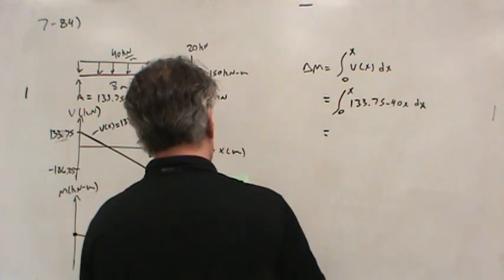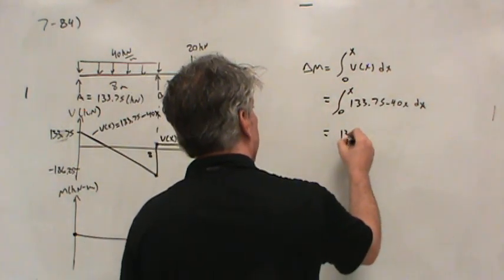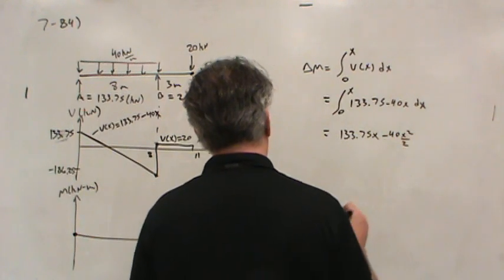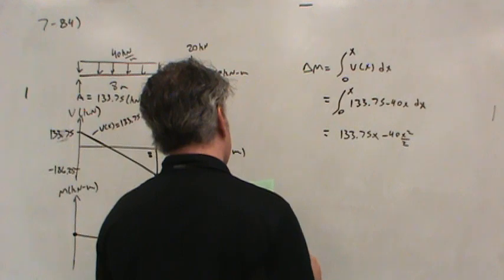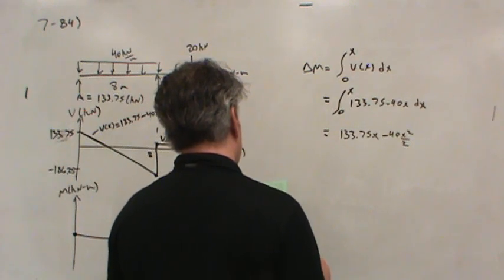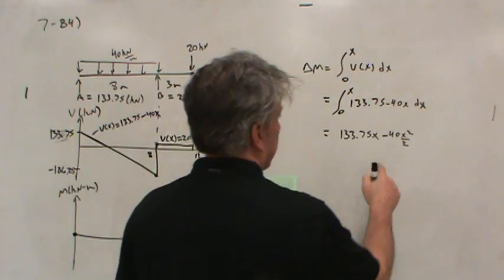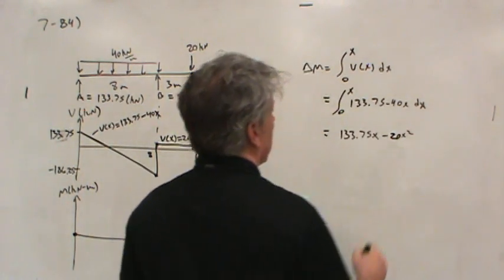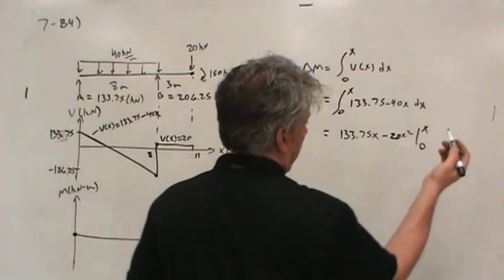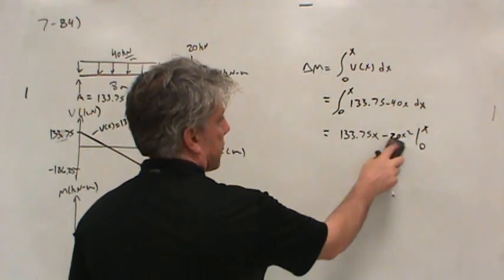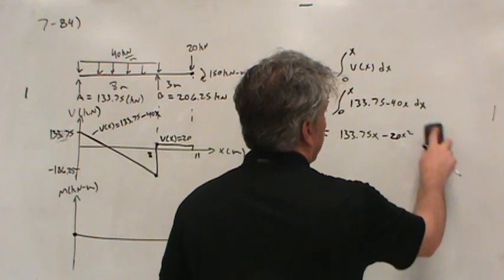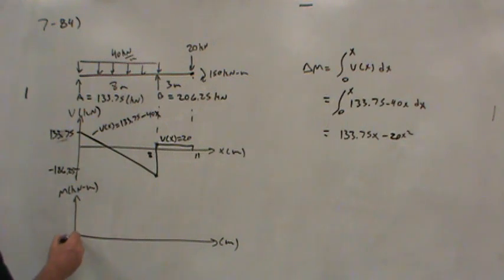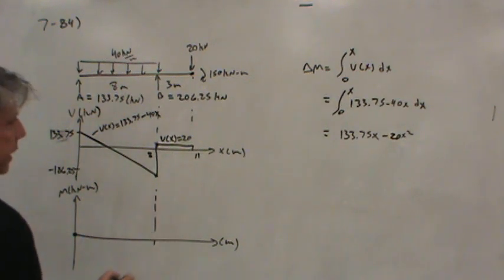So integrating this is pretty straightforward. It's 133.75x minus 40x squared over 2. There's not much more to say. We could simplify this and make it 20. But then it needs to be evaluated from 0 to x. But what we'll get back is exactly what we have, because when you plug in x equals 0 at the lower limit, that will drop off. You'll just get a big 0. So there's the equation of the moment from 0 to 8.